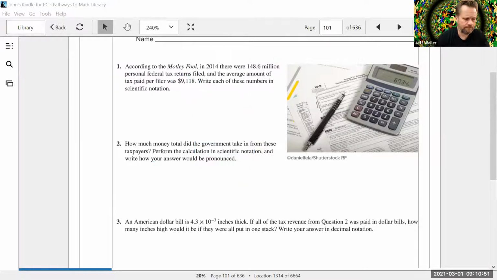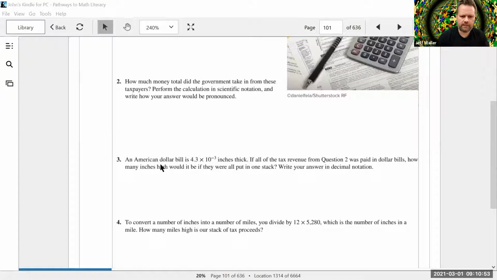And then when you get to here, you're going to have a total amount of money. And then they tell you each bill is this thick. If all of the money in 2 was paid in dollar bills, how many inches high would it be if they put it in one stack? So again, you're going to get something gross from number 2. Your answer to number 2 is going to be really disgusting, right? It's going to be a gross answer. And then this is not very nice. This is gross also. So let me pretend like my answer to number 2 was the $500.